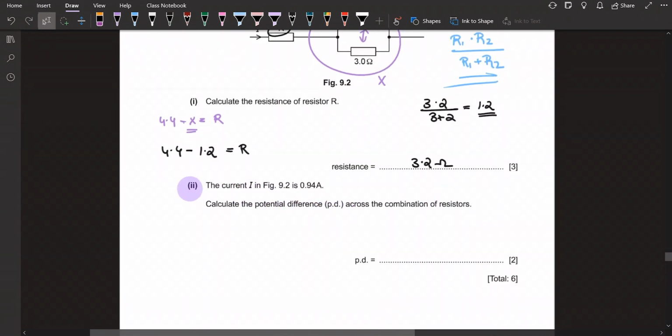Part 2 says the current I in figure 9.1 is 0.94 ampere. Calculate the potential difference across the combination of resistors. So we are given I, which is 0.94. We have to find potential difference, and our total combined resistance is 4.4, as it says find potential difference across the combination of resistors.